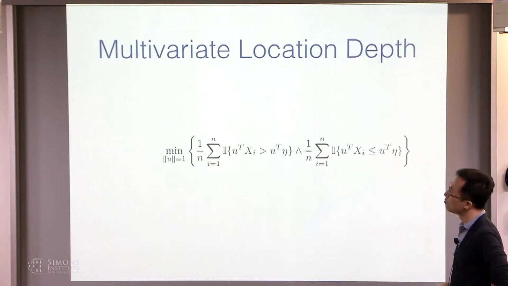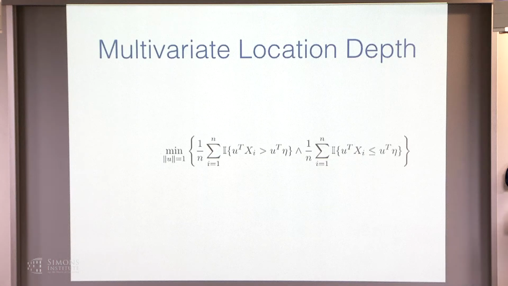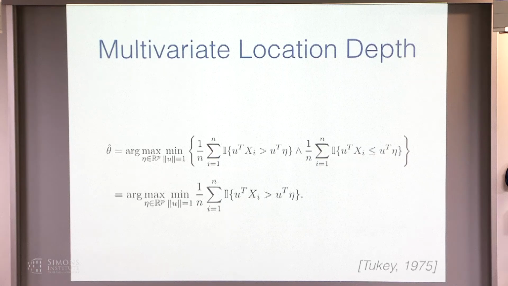So if you take the minimum over all directions, this gives you an overall outlier measure of the candidate vector eta. So Tukey's idea is just to maximize this objective function, which is called the deepest point, and it's defined as Tukey's median. Okay, and due to symmetry, you can actually rewrite the objective function in a simplified way. All right, so that's for the location estimation problem.